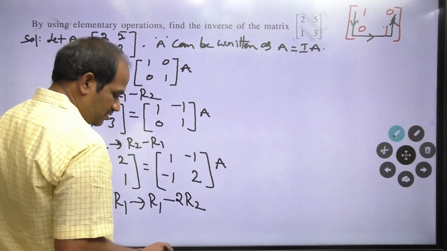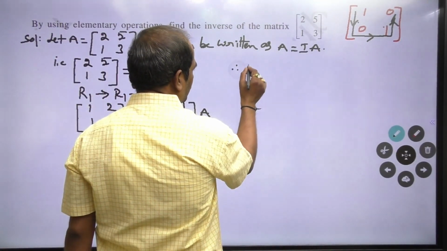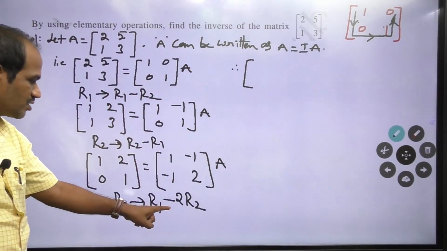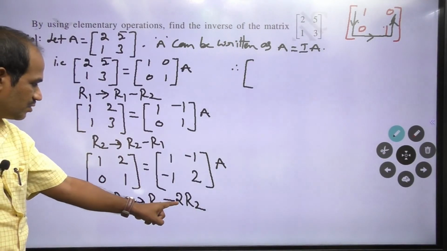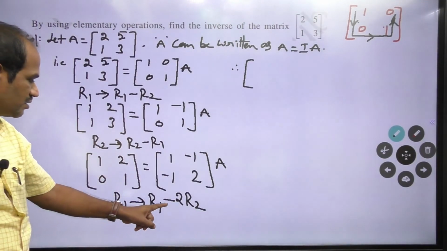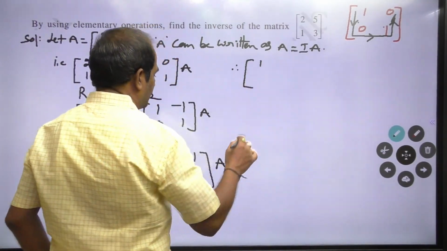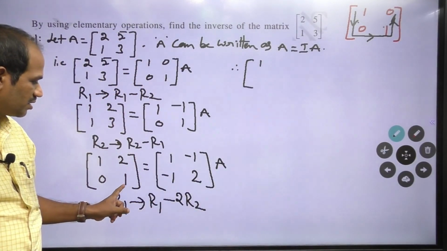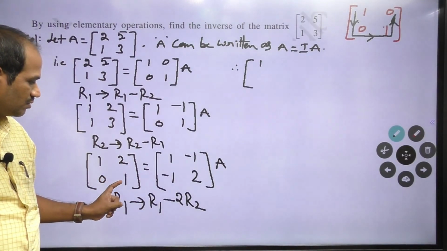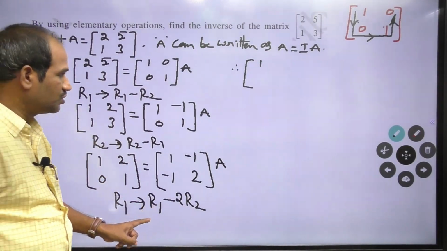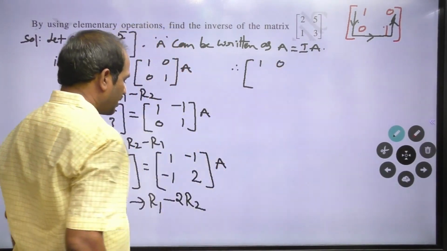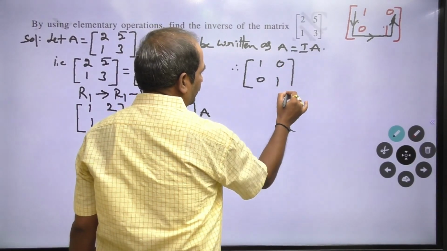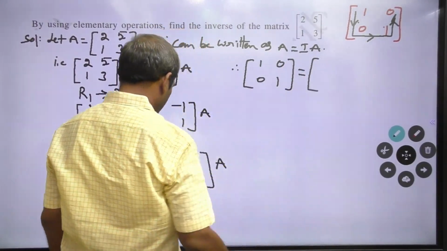Applying this operation, R1 minus 2 into R2: R1 element 1, 2 into R2 element 0, 1 minus 0 is 1, the same. Next R1 is 2 minus 2 into R2 element 1, 2 minus 2 is 0, so this is 0. R2 is the same, 0 1.